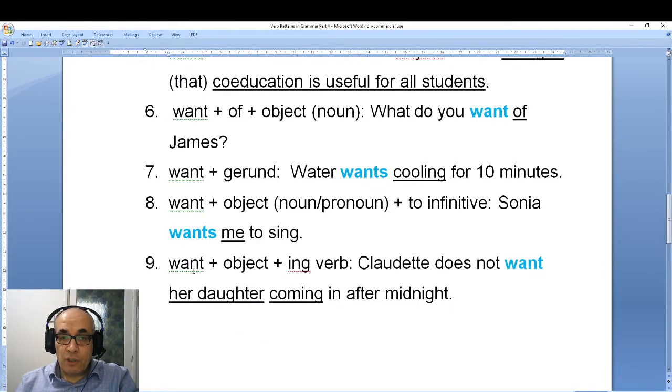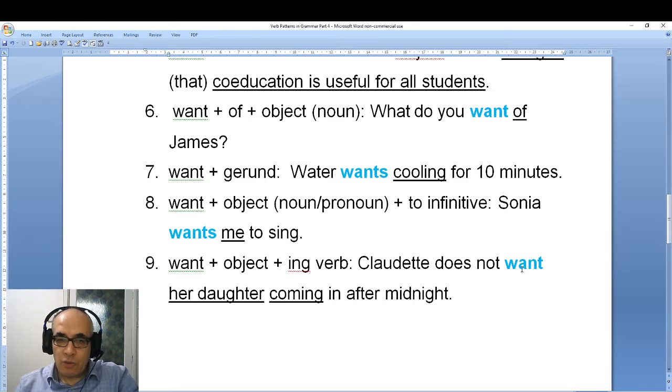You can, after want, use an object and an ing verb. Claudette does not want her daughter coming in after midnight. So her daughter is the object, it is a noun. Coming is the ing verb, with ing, in after midnight. Again, you can say Susan doesn't want her son driving quickly. You know, you can make millions of sentences.